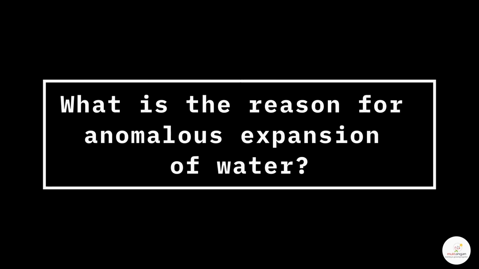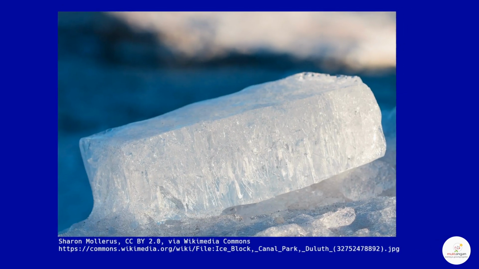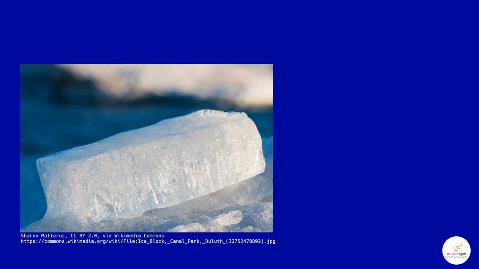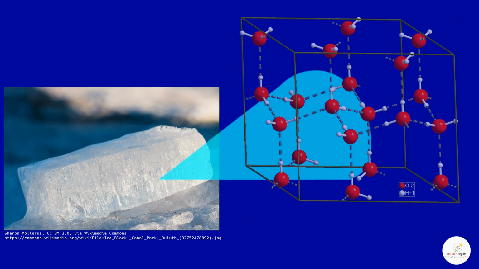Now the question is, what's the reason for anomalous expansion of water? Ice, as you know, is less dense compared to water. It has a crystalline structure, which means it has a lot of space between the molecules, as you can see in the diagram, and so it is less dense compared to liquid water.